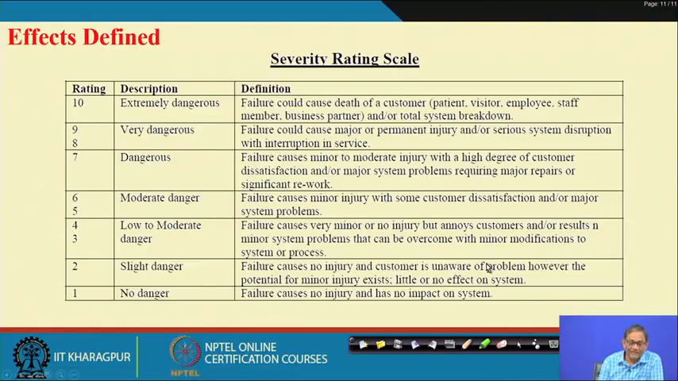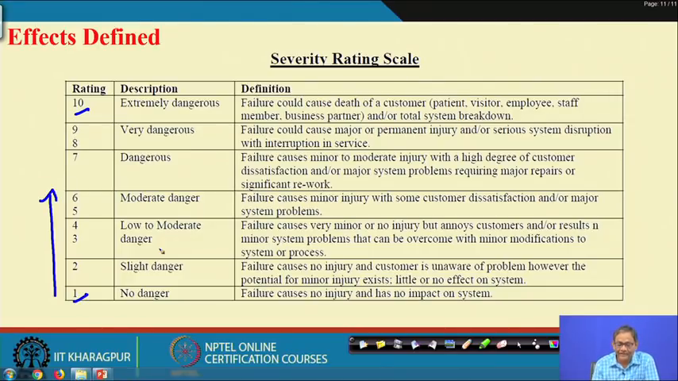Then effects. What is the effect? The effect is the severity. If a failure mode occurs, what is going to happen to the system? Here also, from the same reference, we have taken a 10-point scale, 1 no danger to 10 extremely dangerous. In between, slight danger, low to moderate danger, dangerous, very dangerous, like this. Then what is the description? The description is given here. No danger means the failure causes no injury and has no impact on the system.